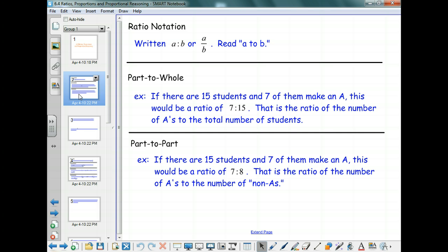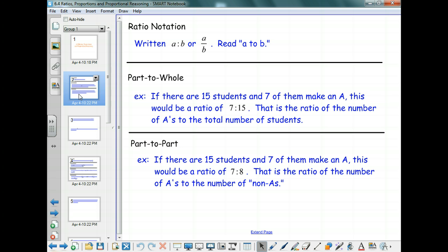One is a part to a whole. So if we had 15 students and 7 of them made an A, we can say that there's a 7 to 15 ratio of A's to the number of students. Okay? But we could also compare a part to a part.